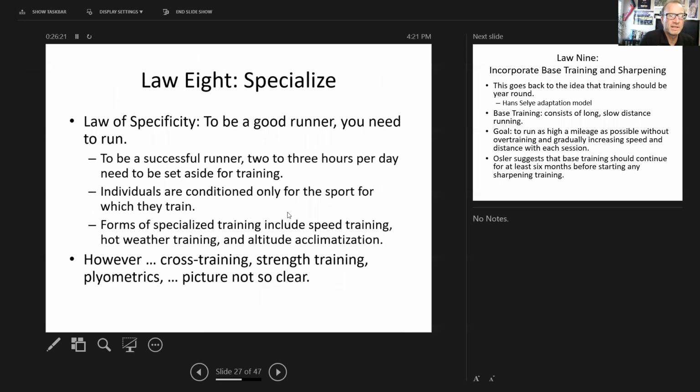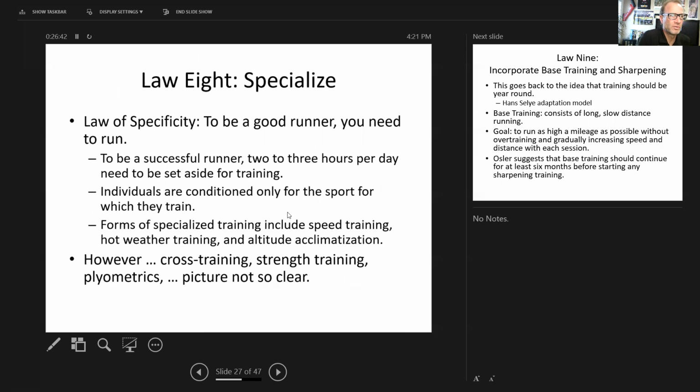Law 8, specialize. Law of specificity. If you want to be a good runner, you've got to run. To be a successful runner, 2 or 3 hours per day need to be set aside for training. This is more towards the elite runner at this point. For a novice runner, you may need to do 20 minutes to an hour.